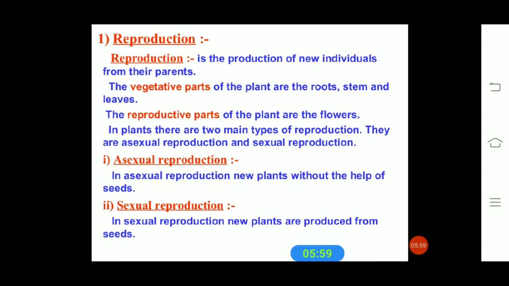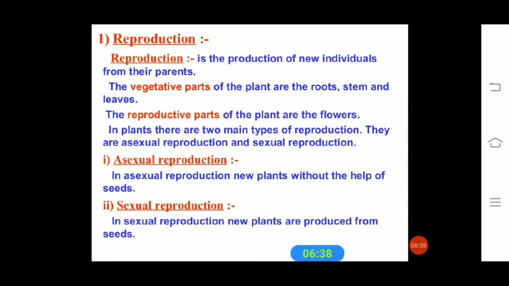Okay, now let us discuss what is meant by asexual reproduction. So sexual reproduction means what? In sexual reproduction, new plants are produced from seeds. It involves both male and female cells. What is meant by asexual reproduction? Asexual reproduction means new plants form without the help of seeds. In asexual reproduction, the sex cells, which we call what?